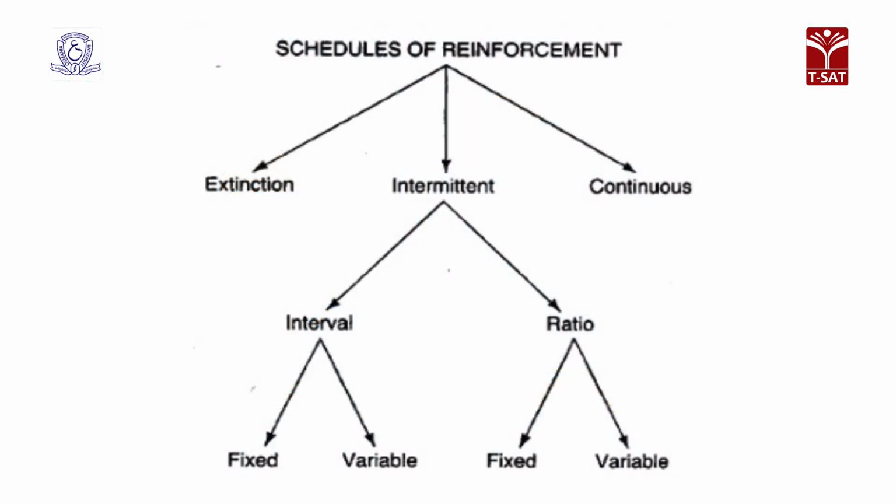In schedules of reinforcement, we have a chart which we call a flow chart. Schedules of reinforcement are of three types: extinction, intermittent and continuous. In intermittent reinforcement, we have interval as well as ratio, that means fixed as well as variable. In ratio also we have fixed as well as variable. So, these are the things which will continue to make a particular behavioral change in the individual.